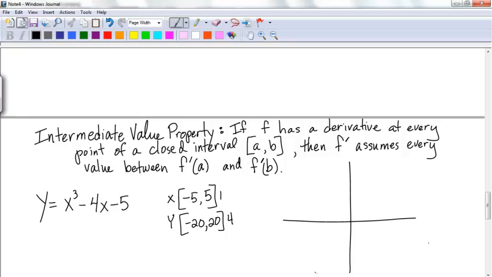Now they will ask you in this, are you seeing a complete graph? Are you seeing all the max and min points? Are you seeing all the x and y intercepts of a cubic graph? Yes. Okay, that is a complete graph. Now, that's a cubic graph.